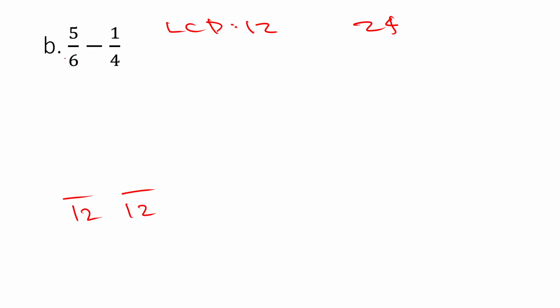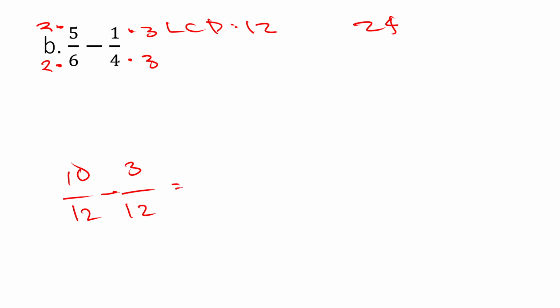So here the number we multiply to 6 should be 2. So we also multiply the numerator with 2. 5 times 2 is 10. 6 times 2 is 12. How about the other fraction, 1 over 4? What number do we multiply to 4 to get to 12? That's 3. 1 times 3 is 3. 4 times 3 is 12. So now we have 10 over 12 minus 3 over 12.